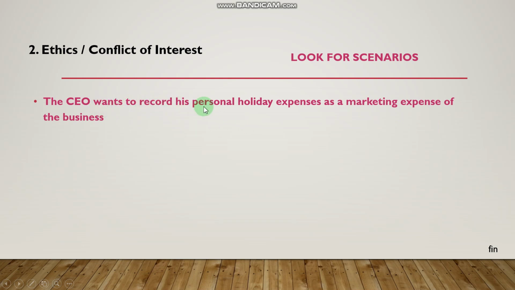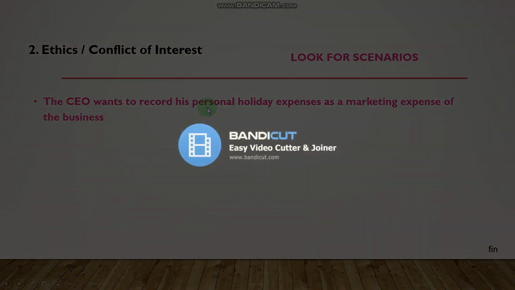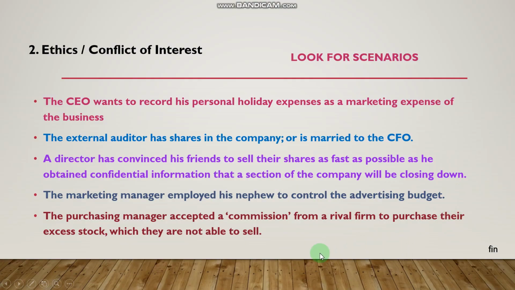The CEO wants to record his personal holiday expenses as a marketing expense of the business. Obviously, he wants to do something wrong. Scenarios would include the external auditor has shares in the company, or is married to the CFO. Okay, so the chief financial officer is married, so he has a vested interest. He's an external auditor, so obviously, if he has shares in the company or he has a vested interest in the company, he will not be able to give an unbiased opinion. So there we've got a conflict of interest coming in.